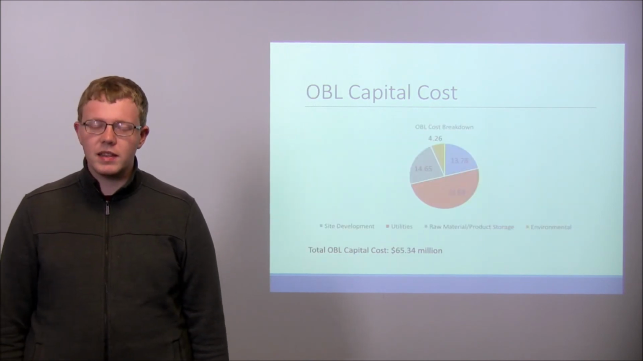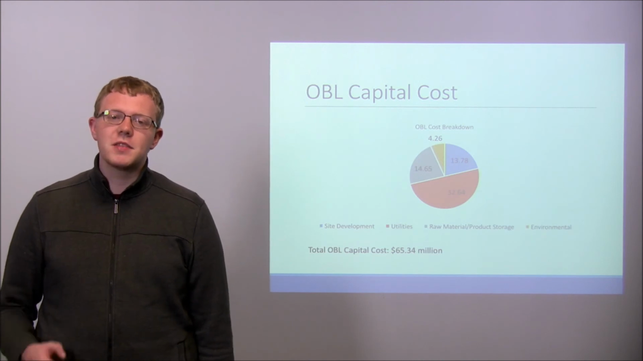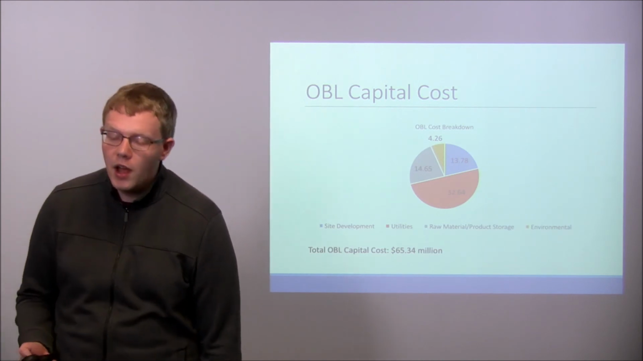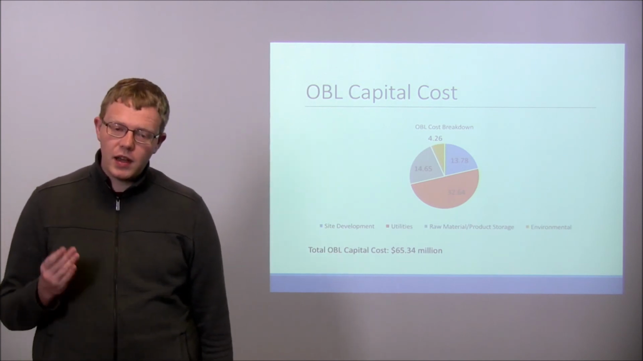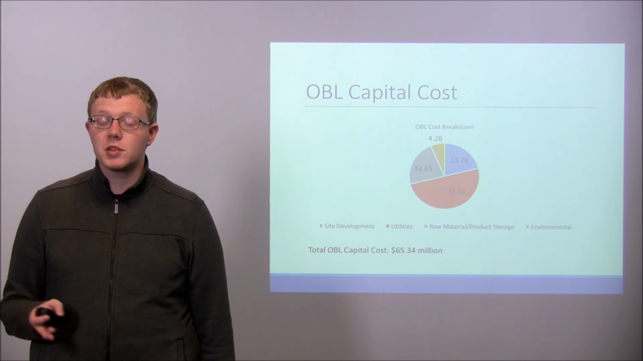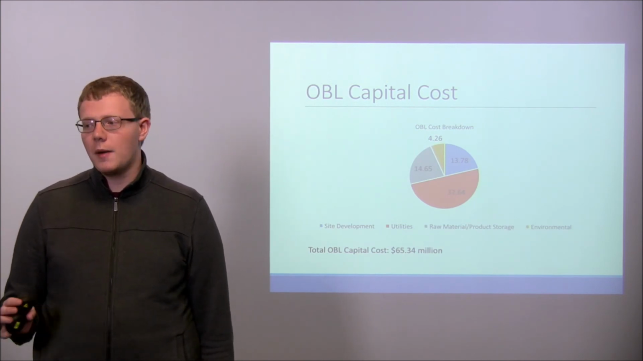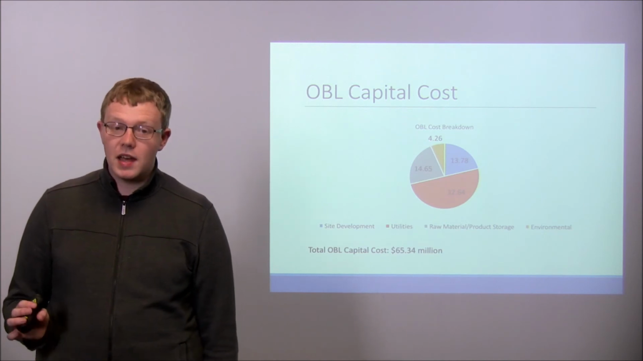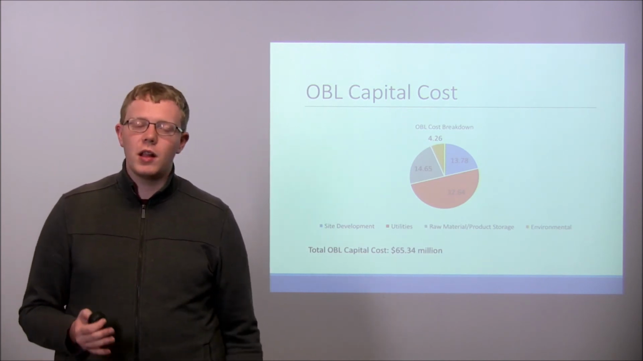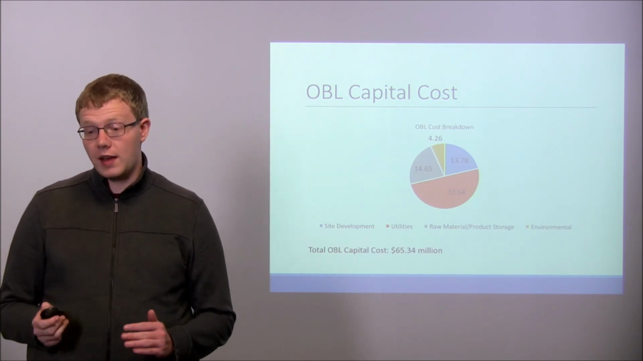Looking next at the outside battery limit cost, or OBL, this is the upgrades to the facility and plant that need to be done for the process to be implemented there. Of the 4 categories we're looking at, the main one is utilities. We need to upgrade the utilities, and that's got most of the cost there. But not insignificantly, there are aspects of plant site development as well as material storage costs. And so as you can see there, OBL capital costs come to $63 million.